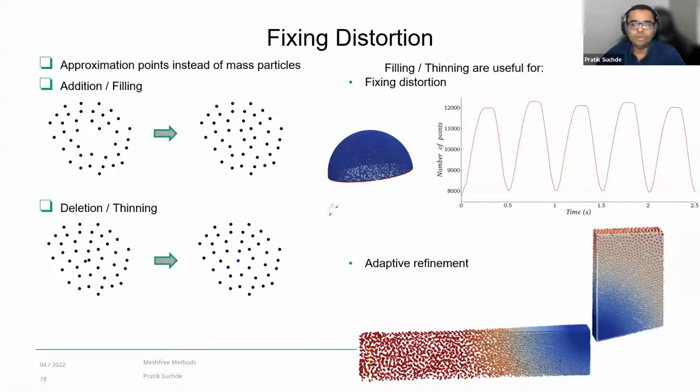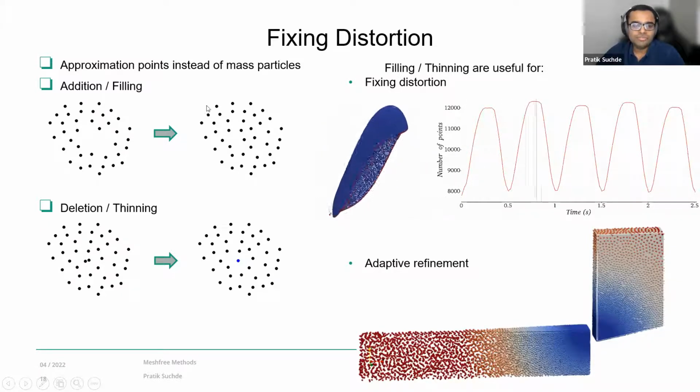One important point to note here is that in the context of mesh-free collocation, this is very easy to do because each point here is only a location where we are approximating or solving our PDEs. It is not a mass particle, as is the case in some mesh-free methods like SPH. So it's quite easy here to add and delete particles to fix distortion.